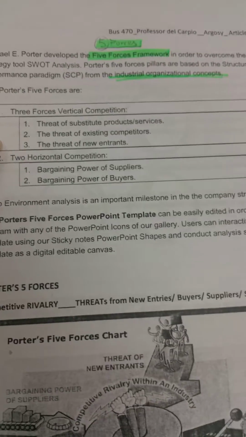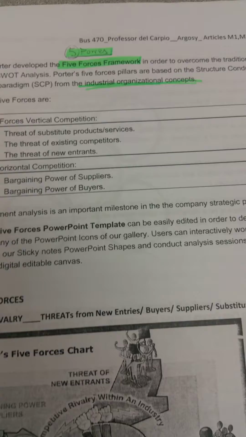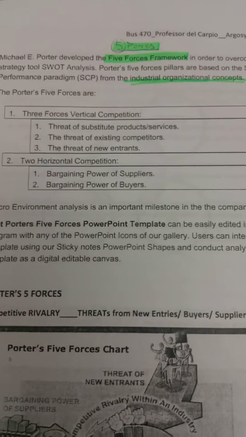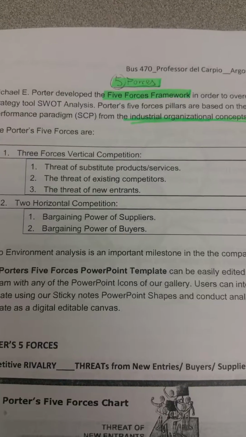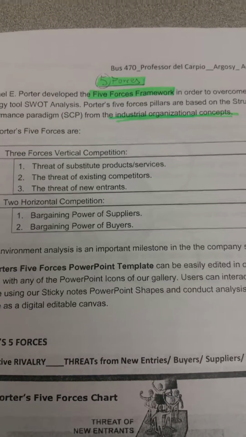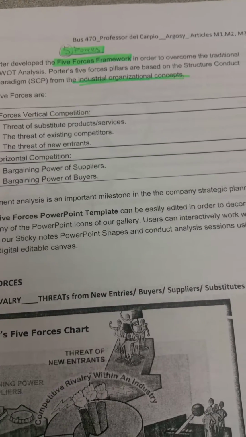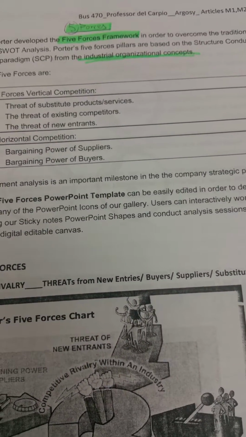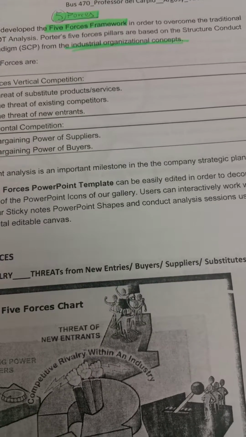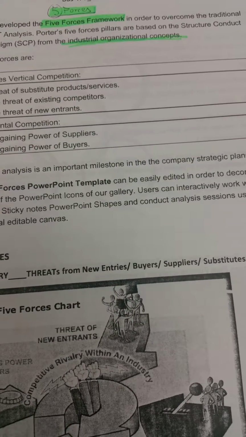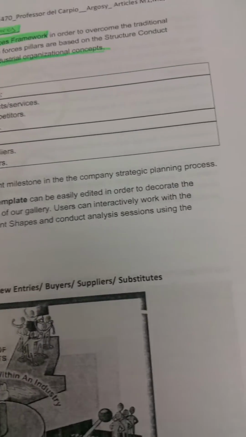Give me 1 second before you explain that. We have 2 horizontal competition forces. Please, student 2. The 2 horizontal are bargaining power of supplier and bargaining power of buyer. The microenvironment analysis is an important milestone in the company strategic planning process. Okay, thank you so much.